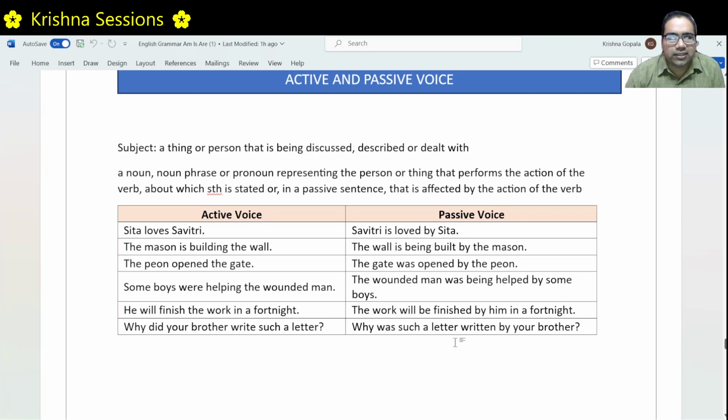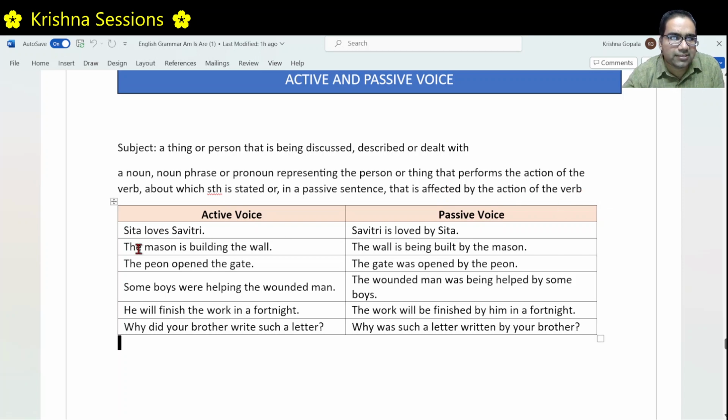If you notice one thing, in active voice, the subject is doing the action, whereas in passive voice, the subject is receiving the action. For example, "Sita loves Savitri." That means Sita is doing the action of loving. "Savitri is loved by Sita." Savitri is not doing any action. The action is done by Sita only. Savitri is loved. That means she is receiving the result of this action. In a passive sentence, the subject is affected by the action of the verb.